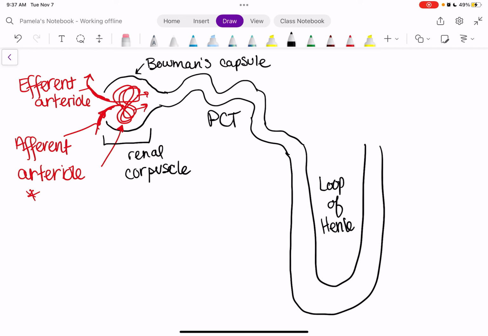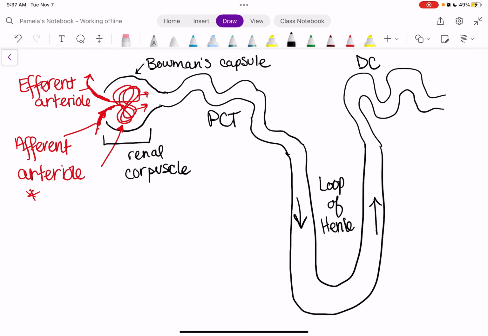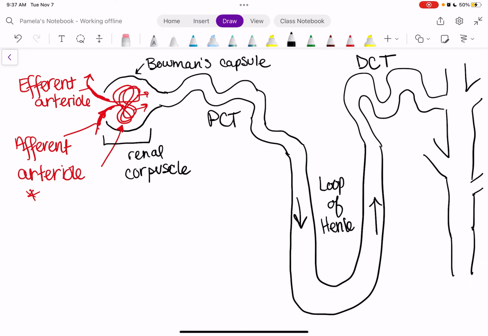And we have our descending limb of our loop and our ascending limb of our loop. Then our tubule is going to coil a bit more at the region we call the distal convoluted tubule, or DCT. And then finally, our nephron connects to a big tube that multiple nephrons actually connect to here. And this big tube is called the collecting duct, which we'll just abbreviate there.